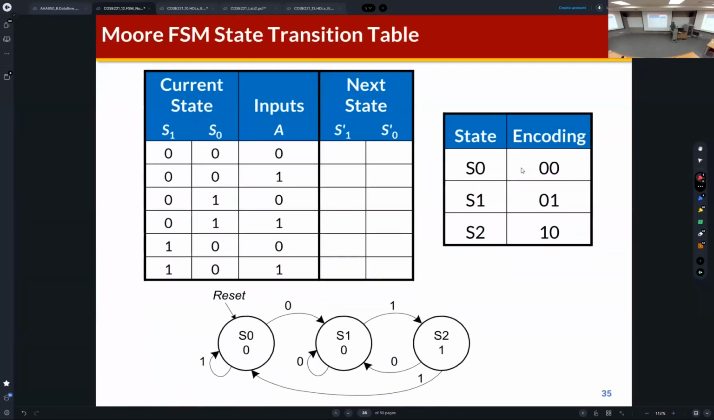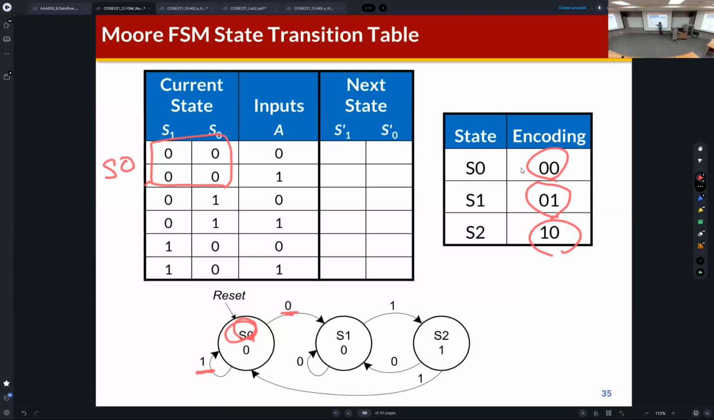So let's review the Moore FSM. We define the three states, S0, S1 and S2, and this is the state transition diagram. Then we can define the next state based on the current state and input. Okay, so this is the encoding rule: 00, 01, 10. So the current state is S0, and then based on the input signal, the state is changing.